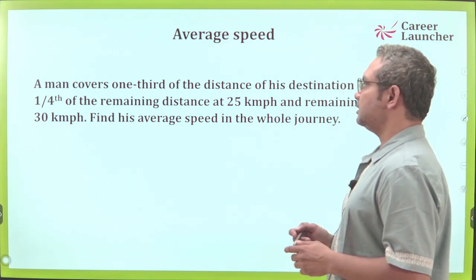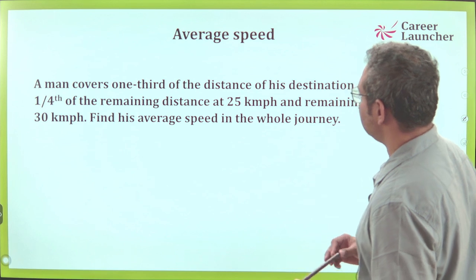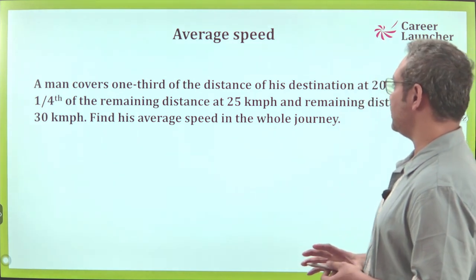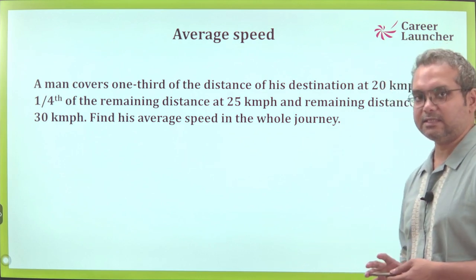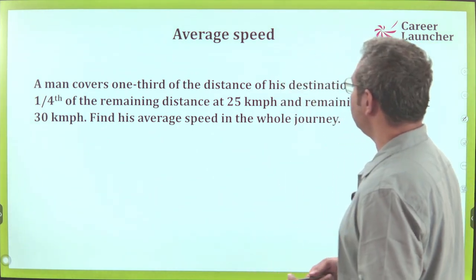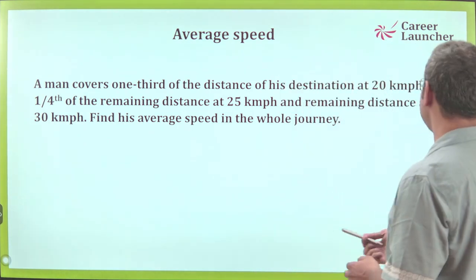So here it says this guy covers 1/3 of a distance at 20 kilometers per hour, 1/4 of the remaining at 25, the remaining at 30. So clearly distances are not same, the time does not look to be same either. So we will have to figure out using the total distance by total time logic, okay.